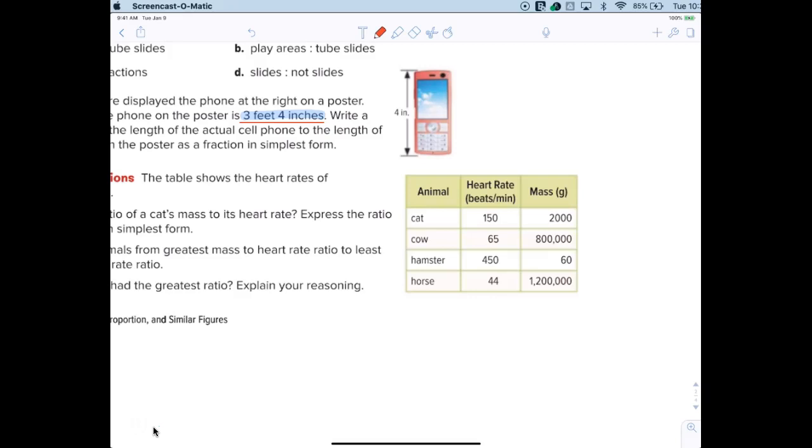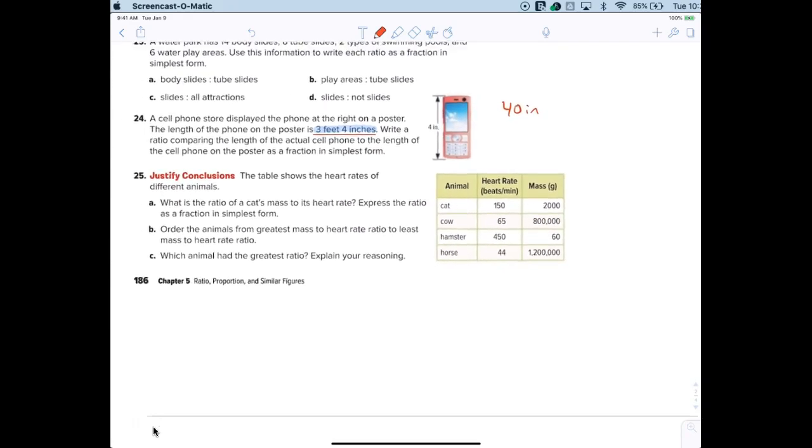Hey, I mean it. I'm looking right at you. No, I don't. Stop talking. All right, we're at 40 inches. Everybody agree with that? You're fine. Come on. 40 inches.